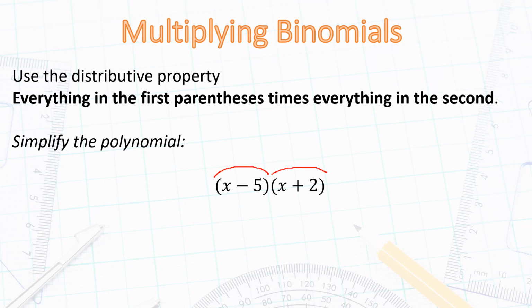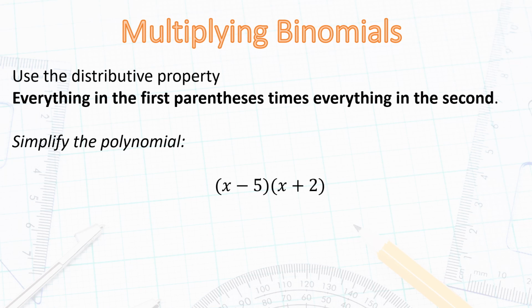So the x in the first one has to get multiplied by the x in the second one and the 2. The minus 5 in the first one has to get multiplied by the x and the 2. The only thing that does not multiply is, like, x does not multiply by minus 5 and x does not multiply by 2. So it's everything in one parenthesis times everything in the other.